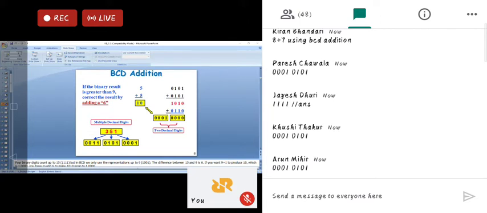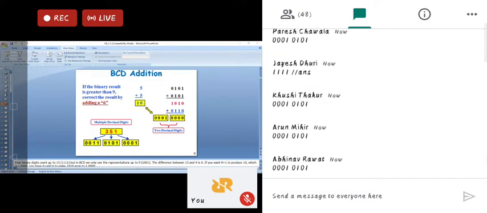No, 4 times 1 is not a valid BCD number. The valid BCD numbers are from 0000 to 1001 only. Wow. So many have said correctly, solved very correctly, very correctly.